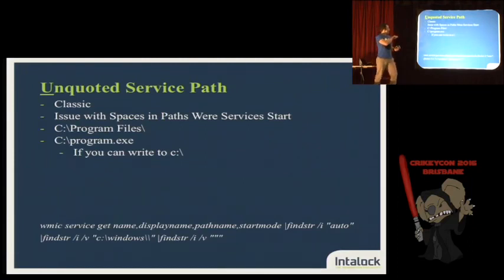How unquoted service path works, for those who don't know, is that Windows has a certain searching order when it's looking down a path, and things like program.exe will load up before program space files.exe. Now, most likely this won't work in any modern operating system, unless you're running 2000. So if you can write to the C drive, you can write program.exe that you control, and you can make unquoted service path vulnerabilities spawn your process first.